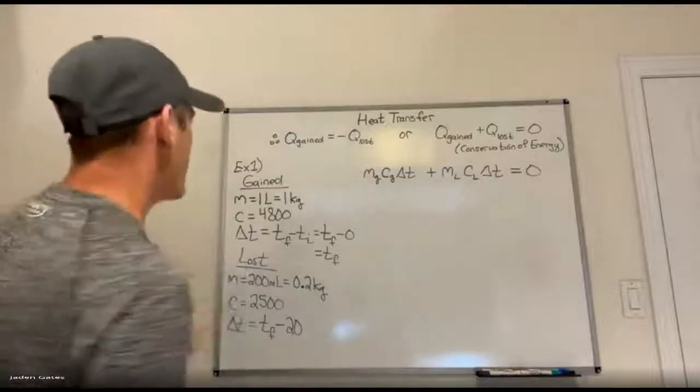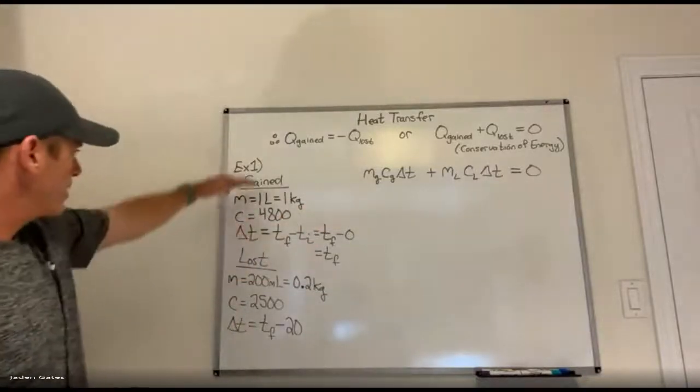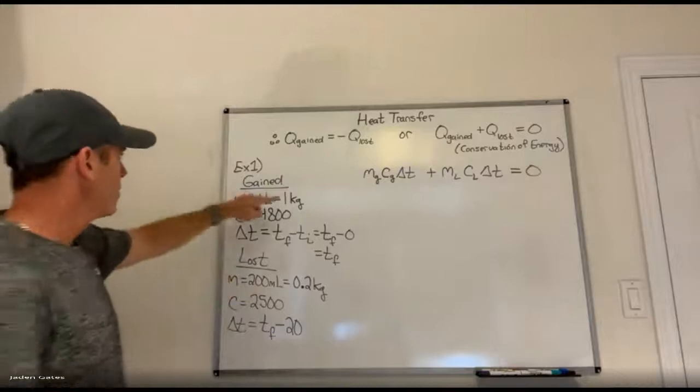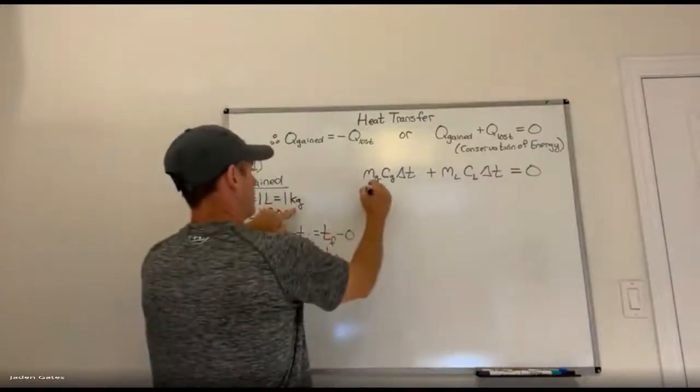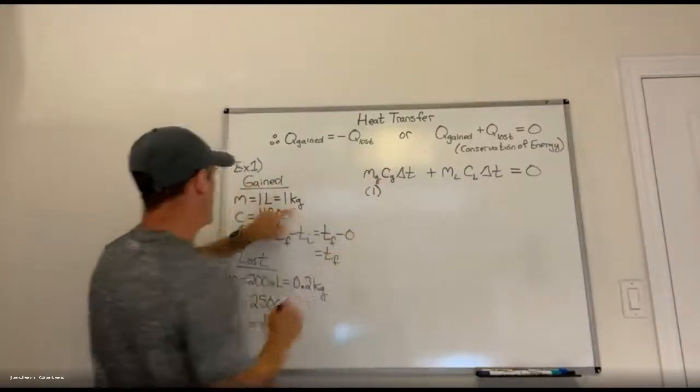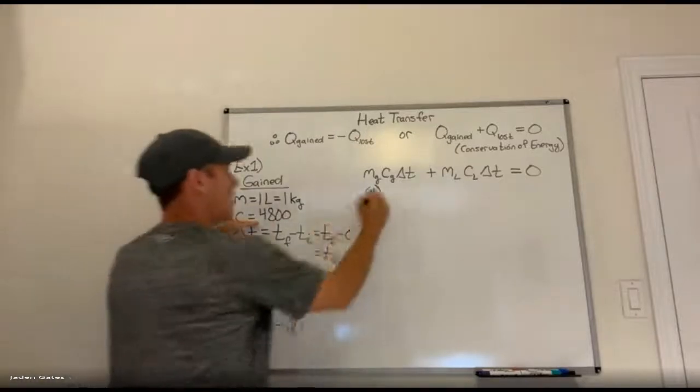All right, so now substituting in. So I have my mass gained, and that's why I like to get everything organized here. It is 1. Perfect. That's going to be easy to multiply. The C value is 4,800.